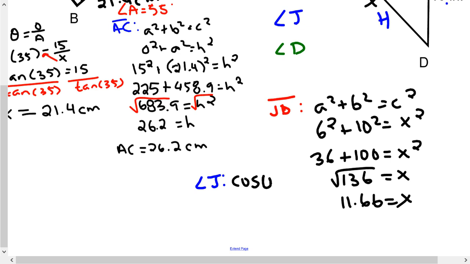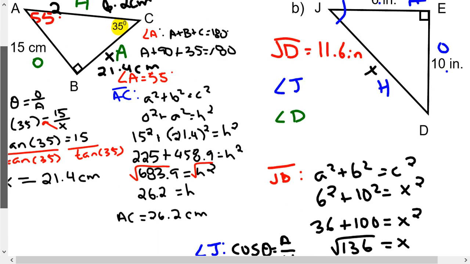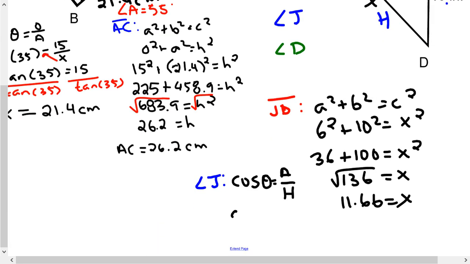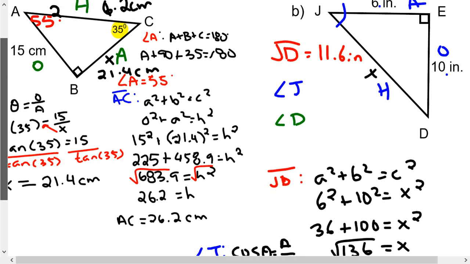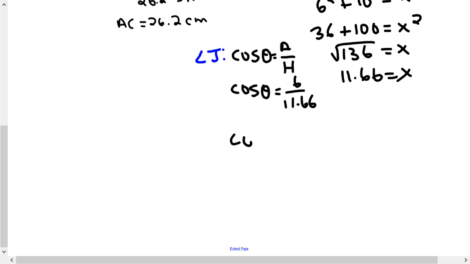Starting with my blank slate, cosine theta is adjacent on top, hypotenuse on the bottom, adjacent first, then hypotenuse. I'm going to plug in the things that I know. I don't know my angle, that's my unknown here, but I do know the ratio. I know that A, our adjacent length, is 6 in comparison to our hypotenuse of 11.66. Remember, when I'm solving for an angle, that's where I need to take the inverse cosine.